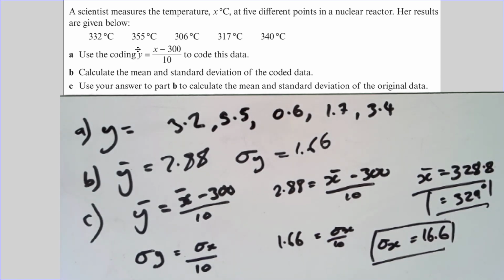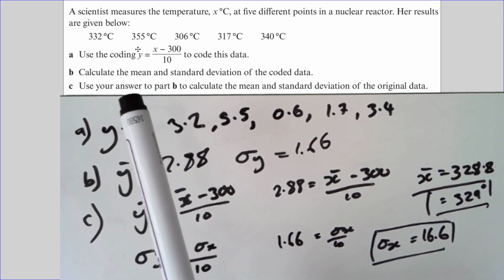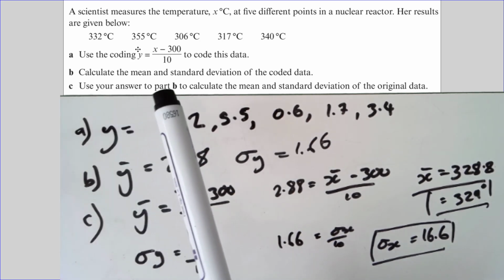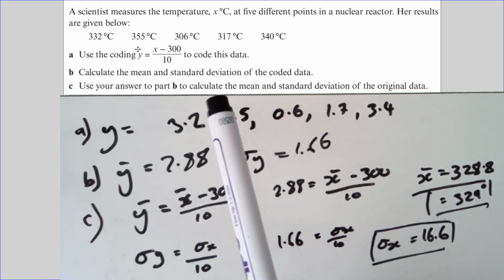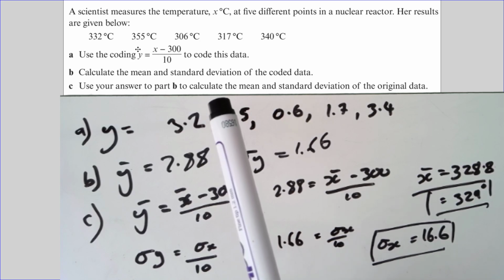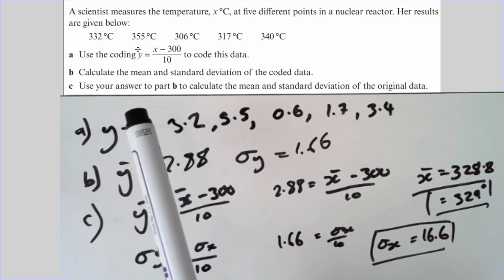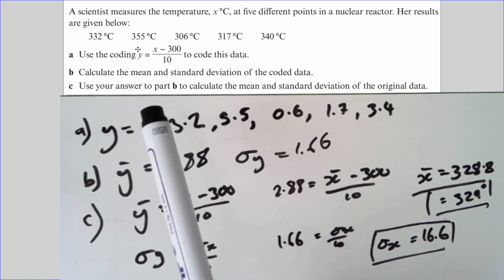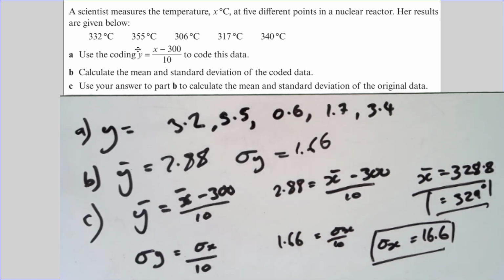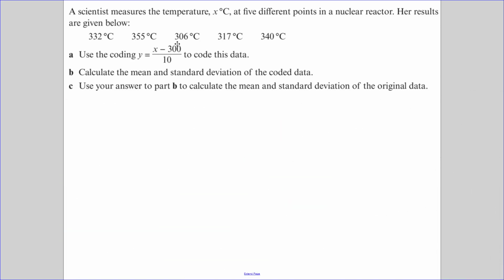If you want to check these are right, you can plug the original set into your calculator. But one thing that is important to notice, in C here it says use your answer to part B to calculate. So if in part C you just calculate it using your calculator, you will not get any marks because they've specified an exact method to be used, which is your answer from part B and coding to get to your answer. Okay.